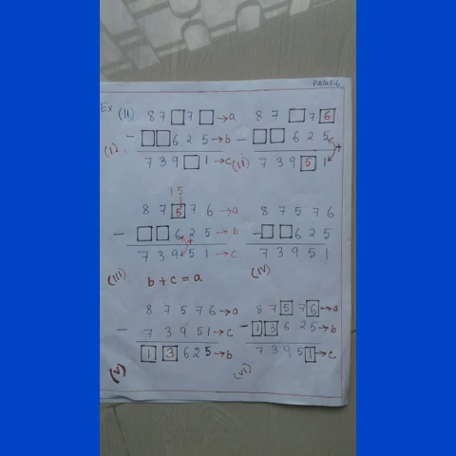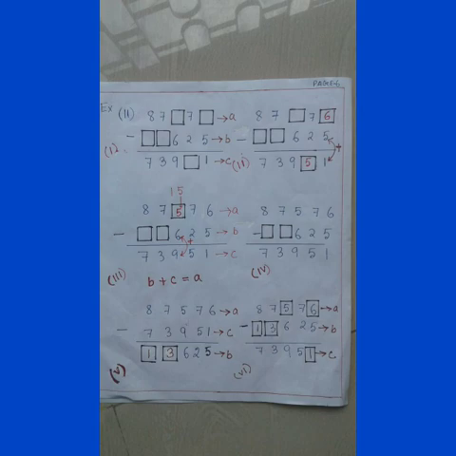6 minus 5 is 1. Then we move to the second right position, that is the tens place. 7 minus 2 is 5. So in the second step, we have got 2 black boxes filled up. So 8 7 blank 7 6 minus blank blank 6 2 5 is equal to 73951.